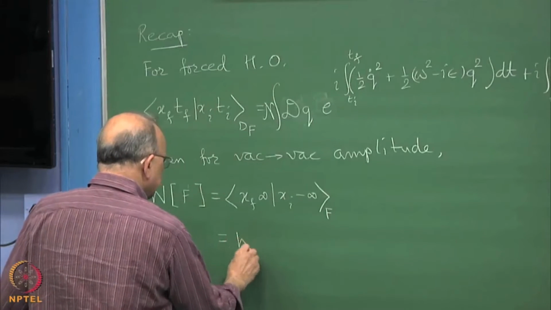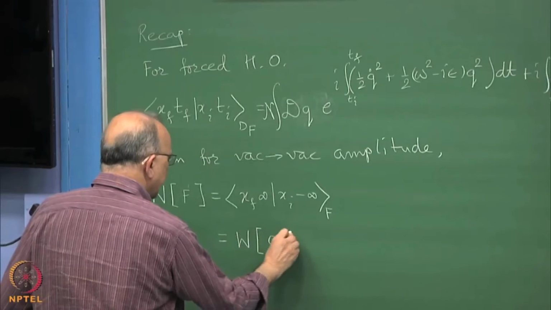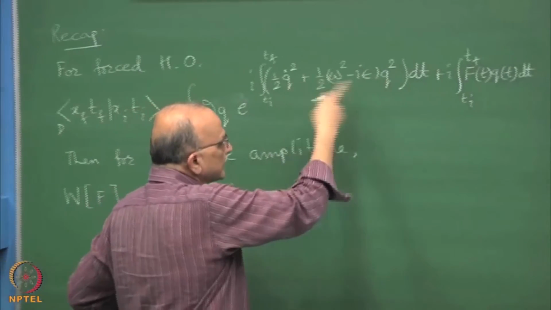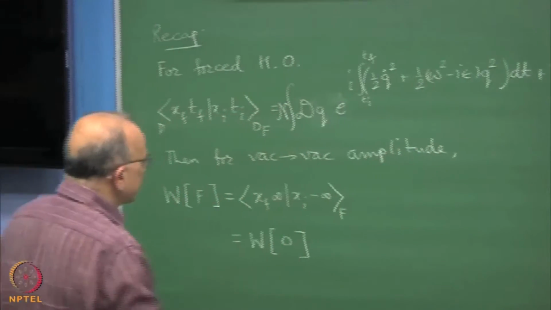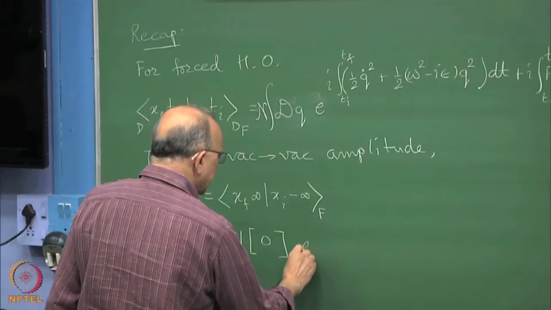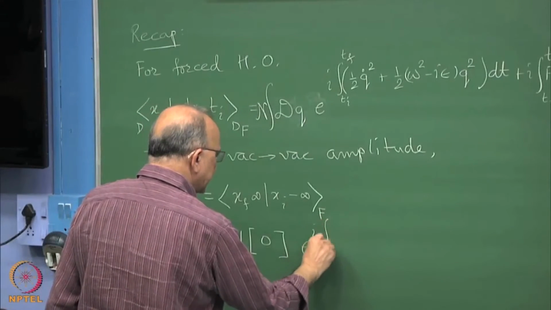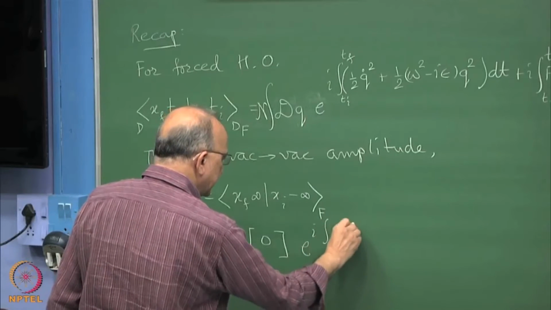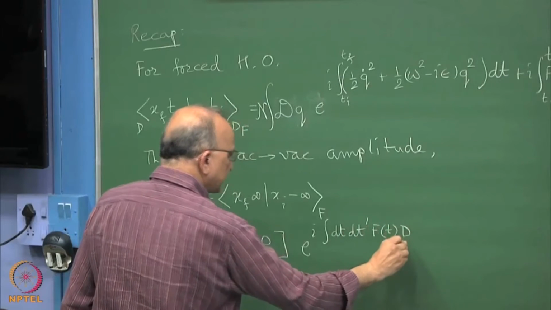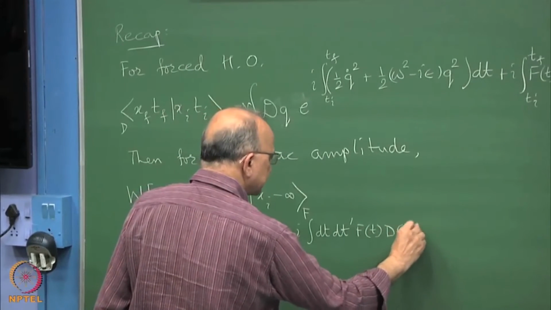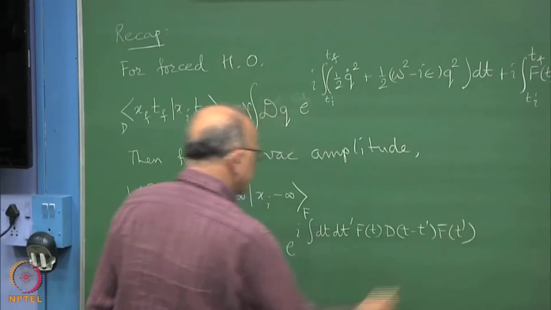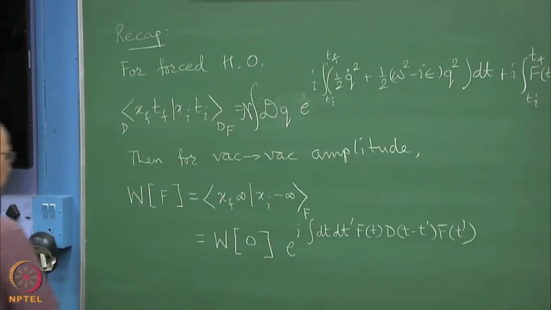So it becomes the same as W you would have obtained with, you know, shifted values of Q, but you just get usual W, but then e raised to I times, and then this integral dt dt prime f of t D of t minus t prime f of t prime, where D becomes the Feynman propagator.